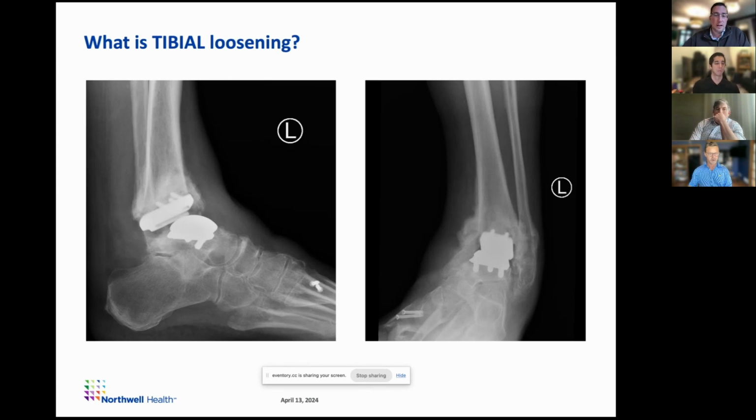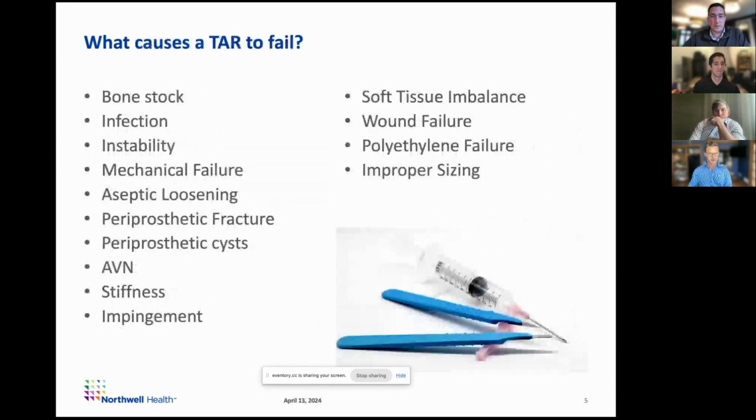Now, what else would I rather be doing on a Saturday afternoon than talking about the sexiest procedure that we have in foot and ankle, the total ankle replacement, and when something goes awry? And we have to keep that in mind, that we are not perfect and certainly need to have that conversation with the patient consistently.